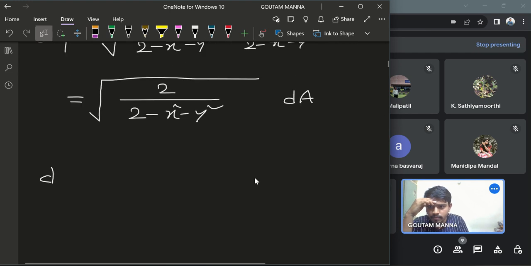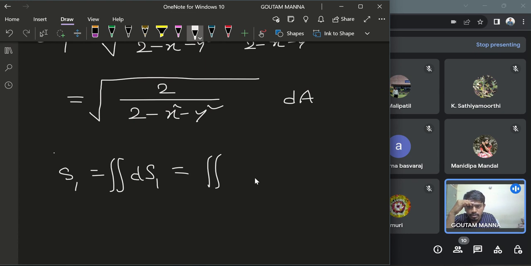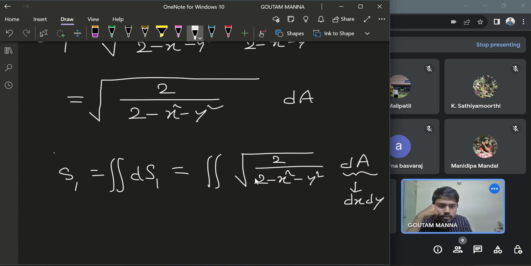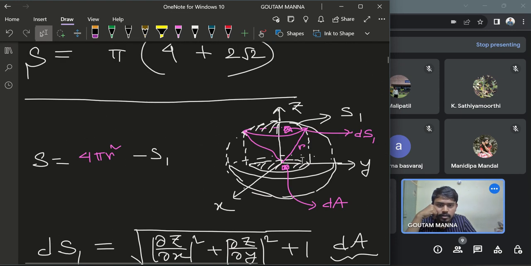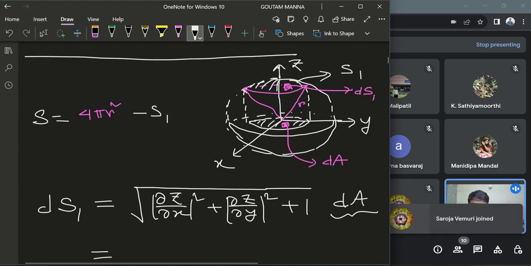So then the total S1 will be the integration of dS1, which will be a double surface integration of this term, root under 2 by 2 minus x square minus y square times dA, and this dA in this Cartesian coordinate in that plane will be dx dy. So if one integrates this term in this xy plane, then he will basically get the area of S1 in this curved surface.